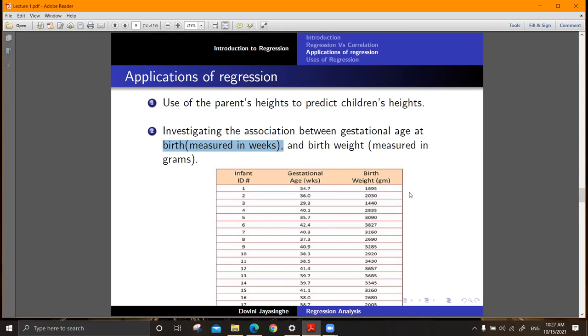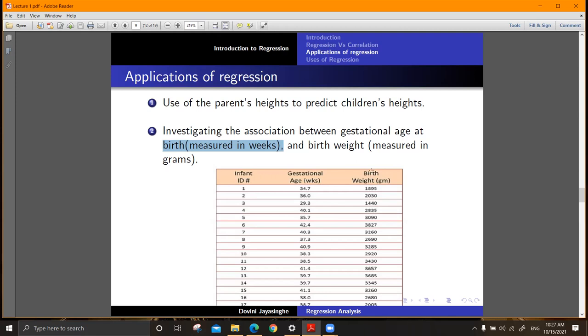Birth weight changes accordingly. Age is sort of like the time axis, so this has to come to the x axis, and birth weight is depending on age. It's not the other way around. Age is not depending on the birth weight. Age anyway changes irrespective of the birth weight. We really don't care for the birth weight. Age flies, right? Time flies. So this is going to be the x variable, and this is going to be the y variable.